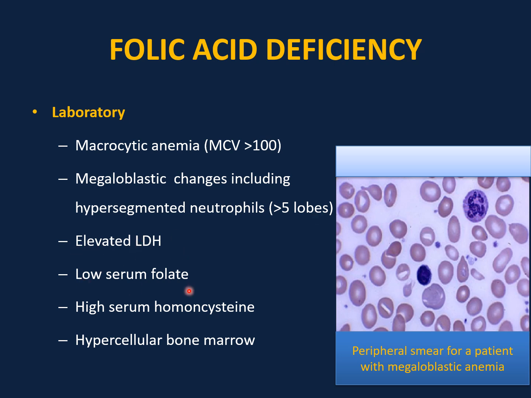Elevated LDH, low serum folic acid. This is very important to measure when you suspect cases of macrocytic anemia. You need to do folic acid and B12 levels. High serum homocysteine because of lack of methylation and decreased conversion from homocysteine to methionine. Hypercellular bone marrow.